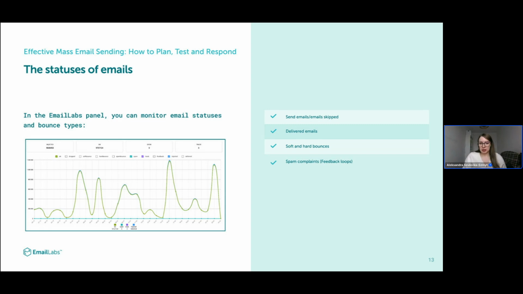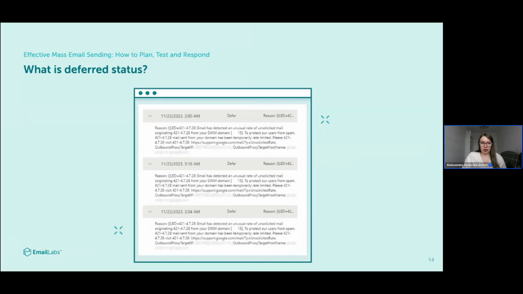So on the next slide, we can see example messages that you can get back from the Gmail receiving server. It may be an unusual rate of unsolicited mail, either from your DKIM domain or your SPF domain, or it will just say that your sending volume is suspicious and they are currently limiting it on their side.